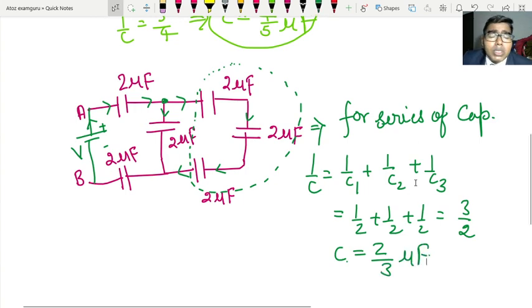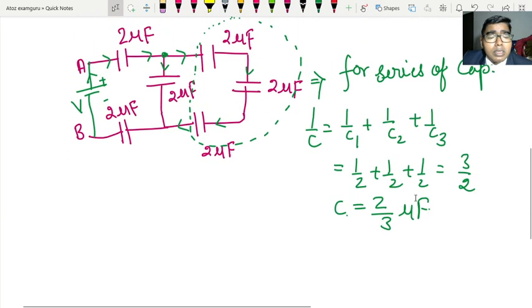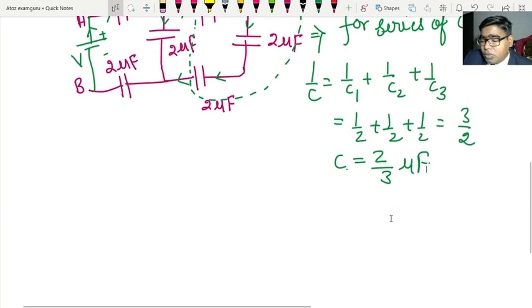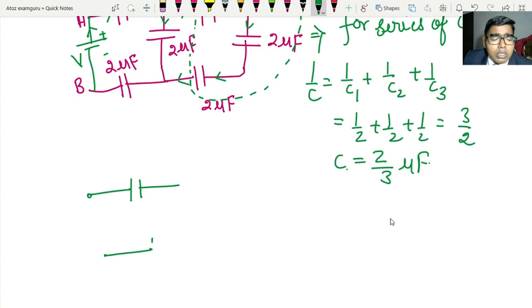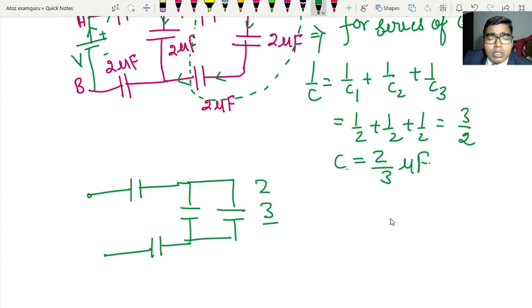And now the diagram will reduce like this. Simple. This one is 2 by 3 microfarad, this is 2 microfarad, this is 2 microfarad, and this is 2 microfarad.